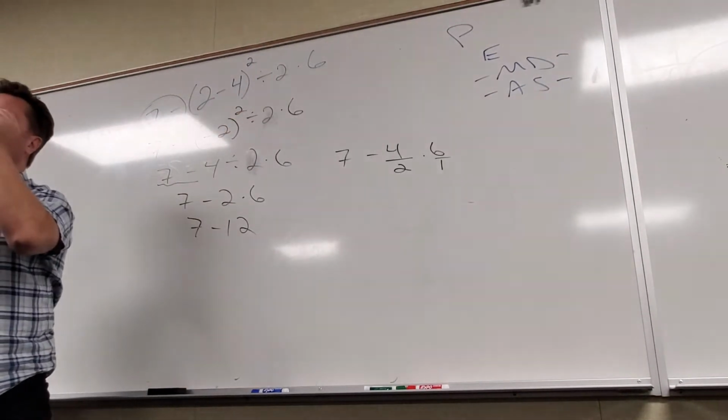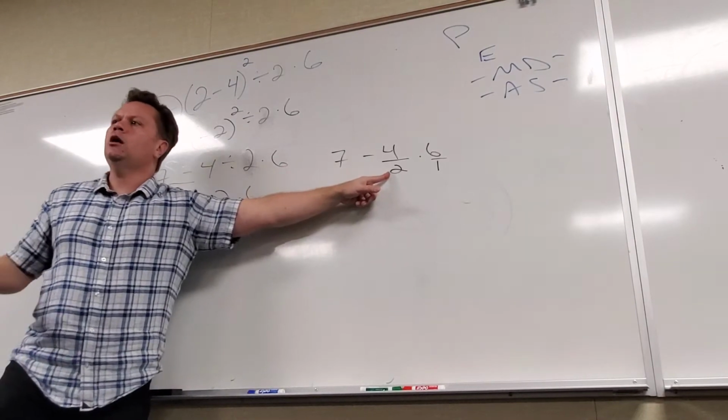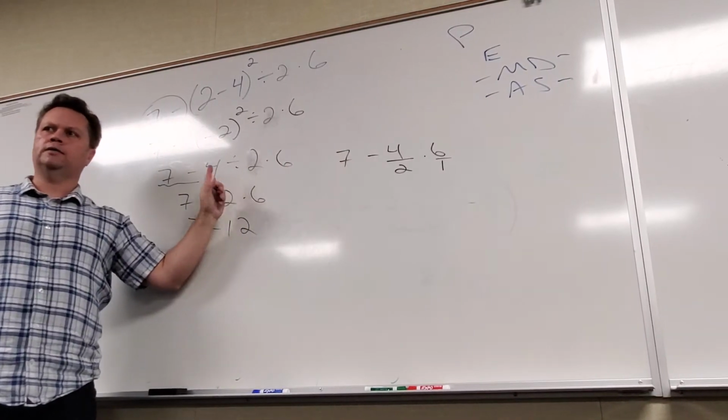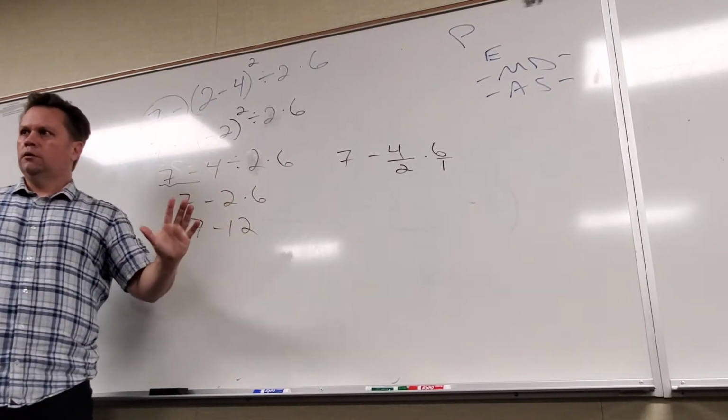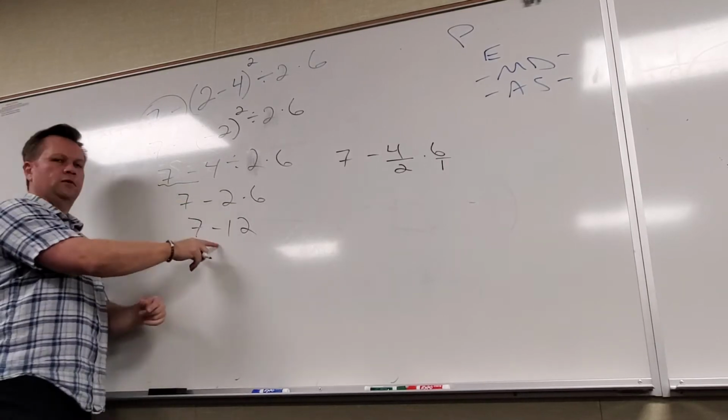Why does that rule make sense? Because of this. So do I have to write it like this? No. But I can use this idea to remind me why the rule makes sense. Okay, maybe. And then, of course, what's 7 minus 12?